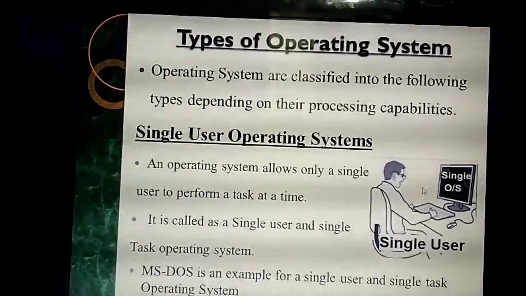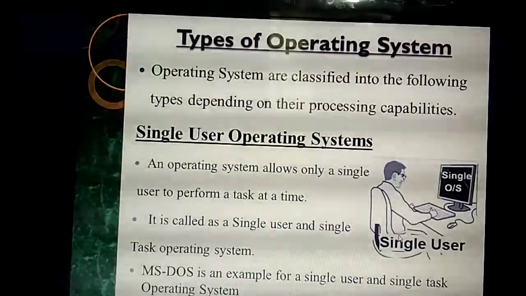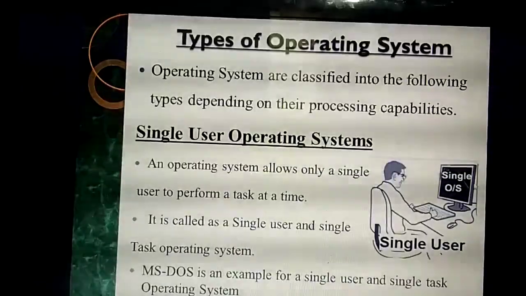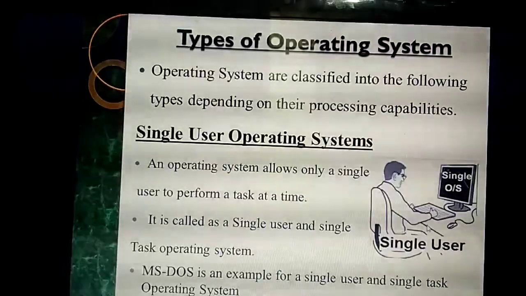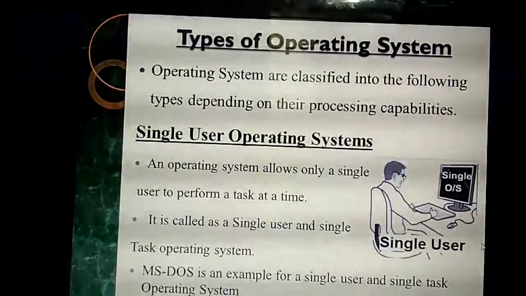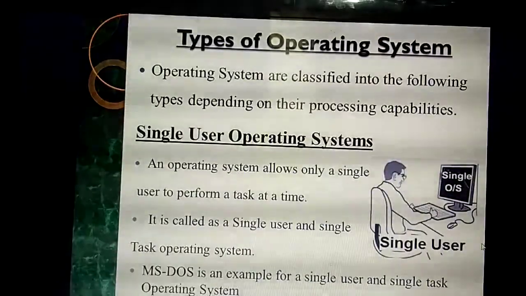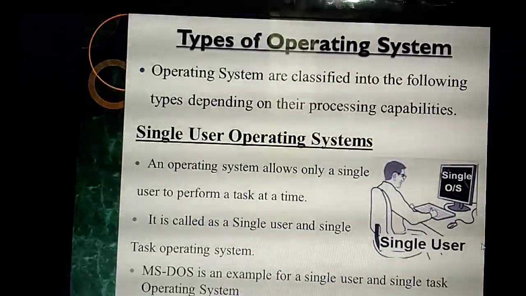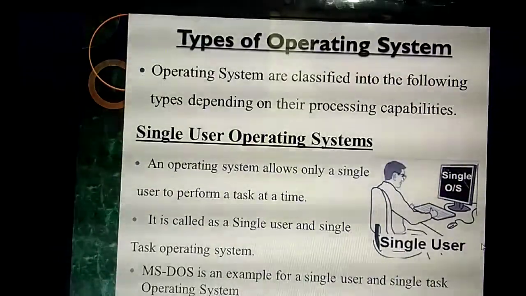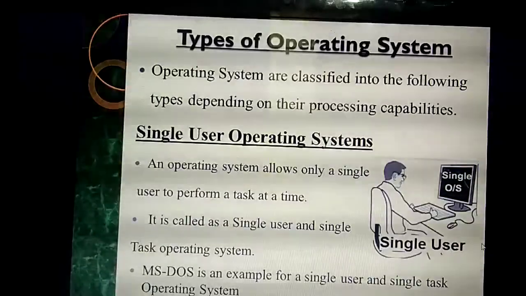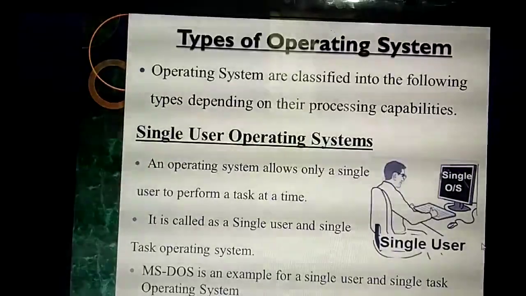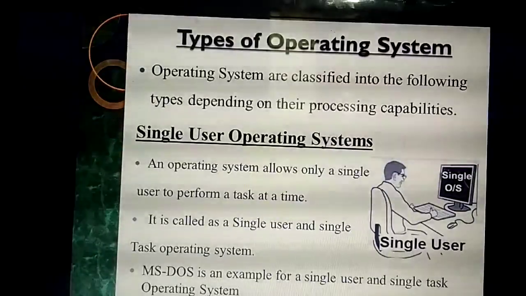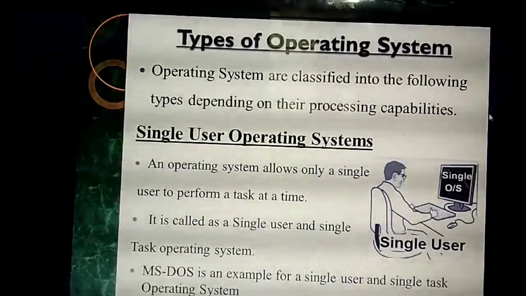So is this picture visible? Have you all seen? Only one user is there in this picture. This man is working on one system, and in this system only one operating system is installed. In a system itself, you can install more than one operating system, even more than two. In one part you can install Windows 7, in the next part you can install Ubuntu. But a single user operating system means only one user can work at a time on a single OS.